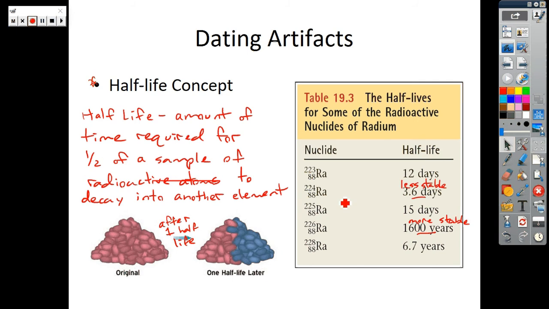So radioactive isotopes that have shorter half-lives tend to be more dangerous, and radioactive isotopes that have longer half-lives tend to be a little bit safer. But obviously any radioactive substance is something that you want to keep an eye on.